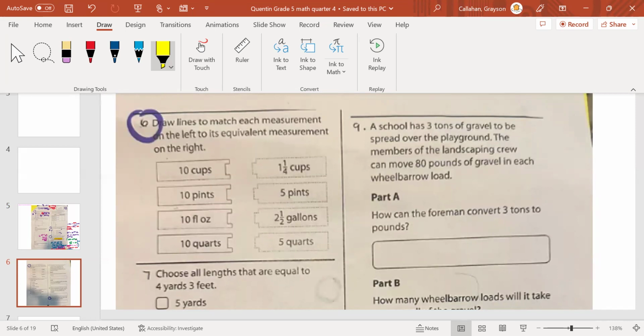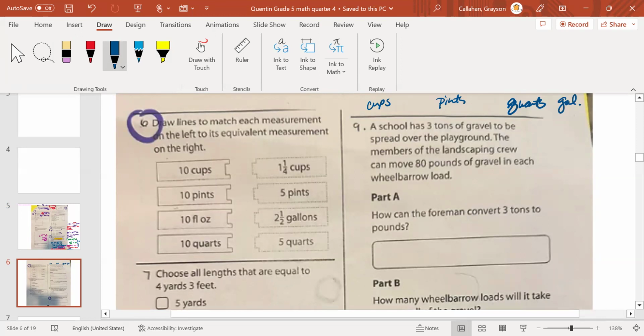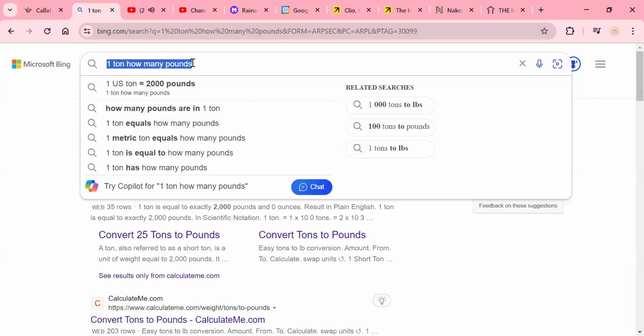Okay, so there are certain vocabularies we have. We have cups, we have pints, we have quarts, and we have gallons, right? So let's kind of Google to see which one goes in first. Which one do you think is smaller? Cups, pints, gallon, or quarts? Which one do you think is the smallest?